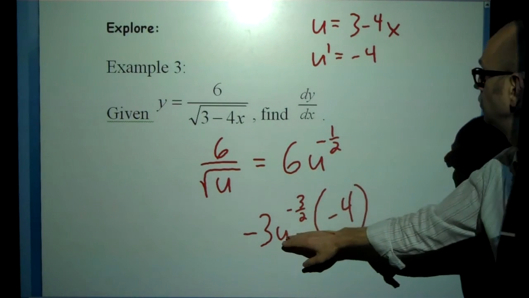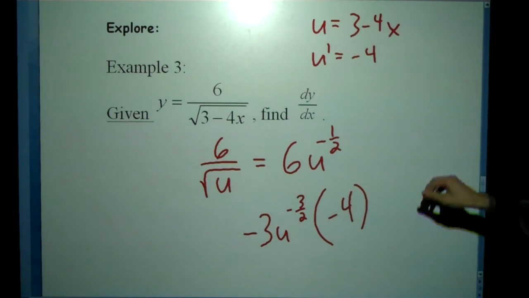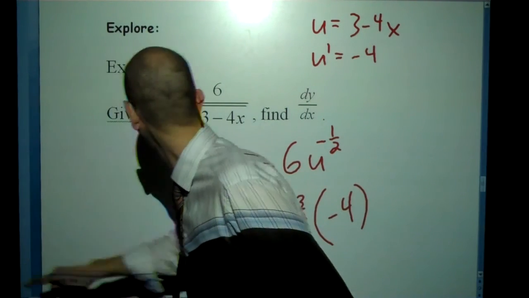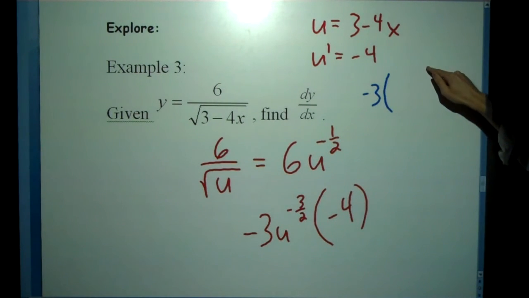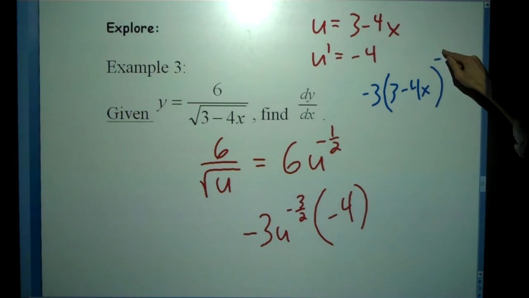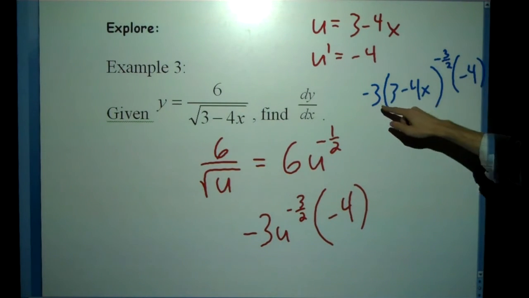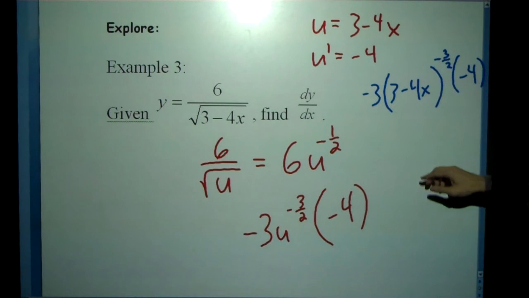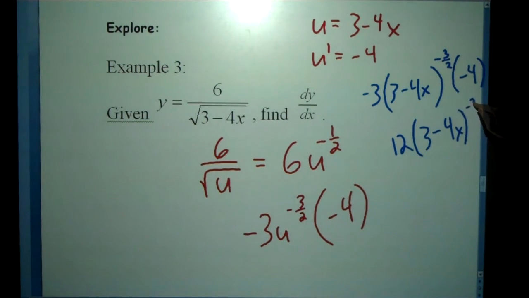Okay, but we don't want to leave u's in our answer, so we need to substitute back what we had in the first place. So we can write this as negative 3 times whatever u was, which is 3 minus 4x, to the negative 3/2 power, all times negative 4. You might notice I've got a negative 4 and a negative 3. Why don't we just multiply those and make it 12? So I've got 12 times 3 minus 4x to the negative 3/2 power.